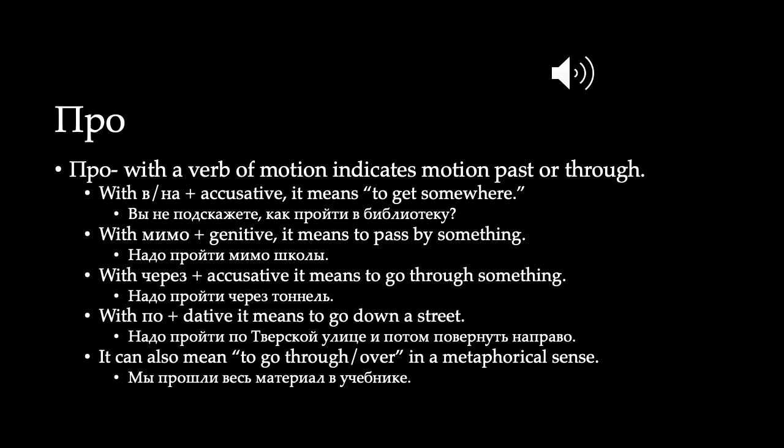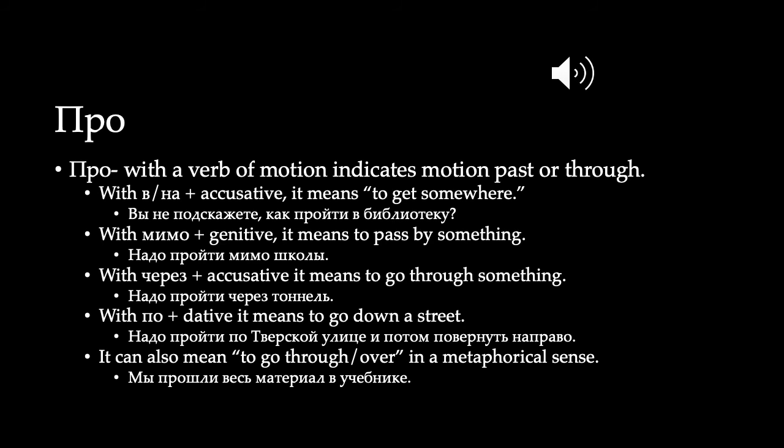And finally, we have про-. And про- with a verb of motion indicates motion past or through something. It normally indicates that with almost any verb, but the meaning is particularly strong with verbs of motion. And it can mean to get to a place, like to make it to a place. So we could say things like, «Вы не подскажете, как пройти в библиотеку?» Could you tell me how to get to the library? And note again, we have this negated verb as part of a polite request. Вы не подскажете means can you tell me, but it literally means won't you tell me. Как пройти в библиотеку? How to get to the library or how to make it to the library.